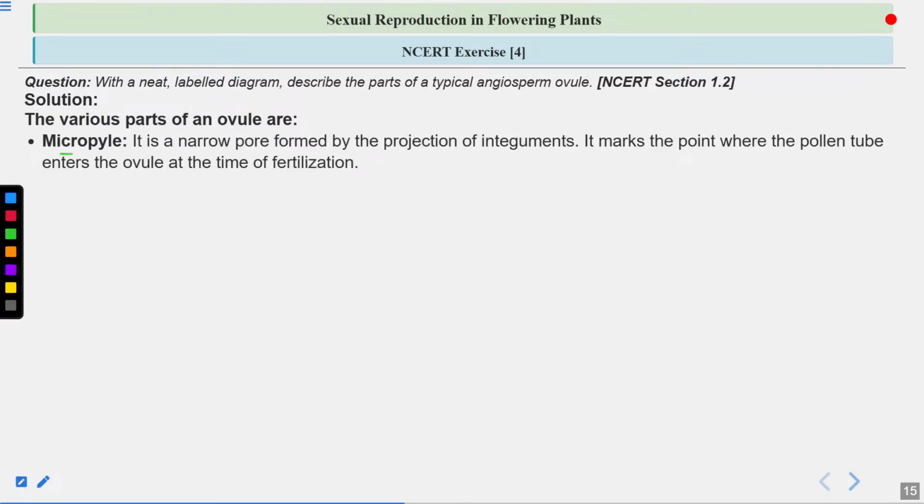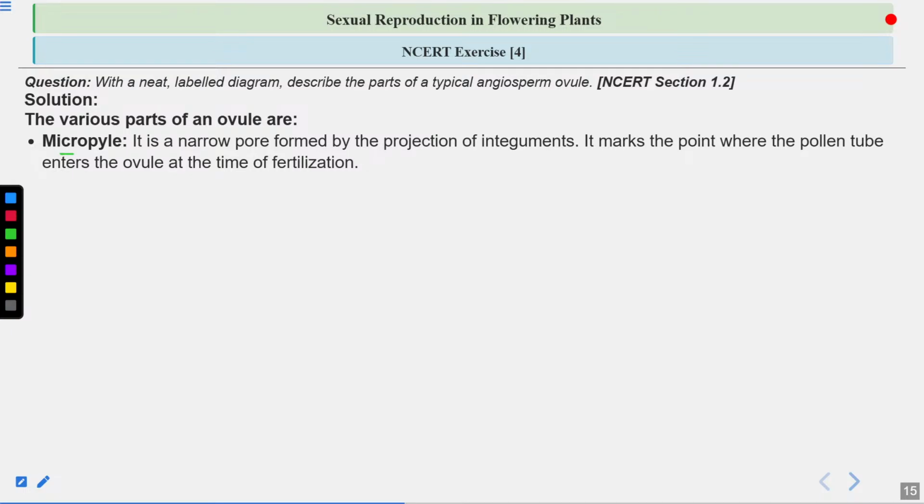Now the micropyle is just a pore-like structure, right? It is a narrow pore formed by the projection of the integuments. From both sides, the nucellus is covered by the outer and inner integument, and this integument is not joined at one particular point. That is the micropyle, right? It marks the point where the pollen tube enters the ovule at the time of fertilization.